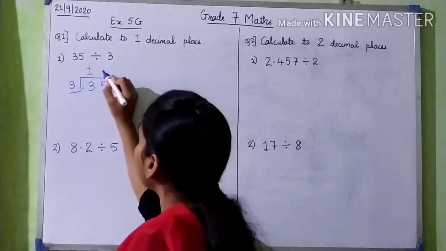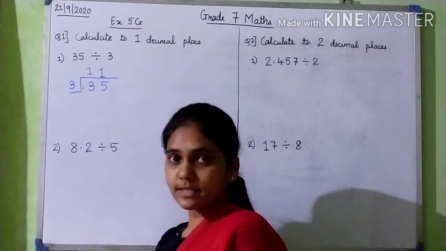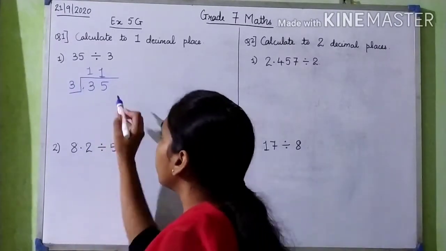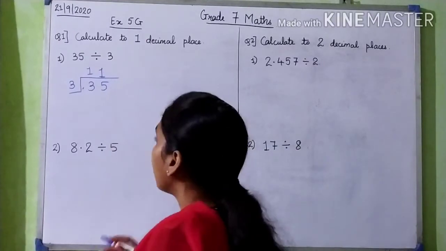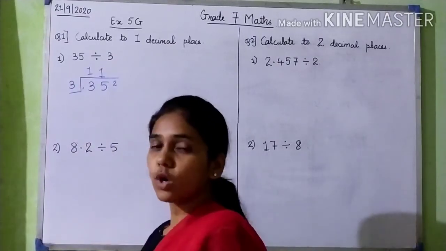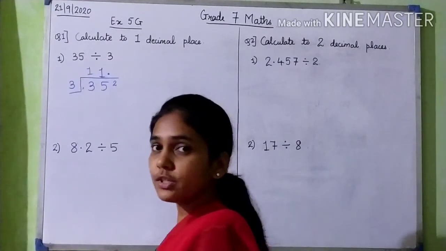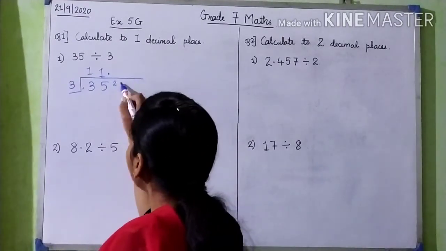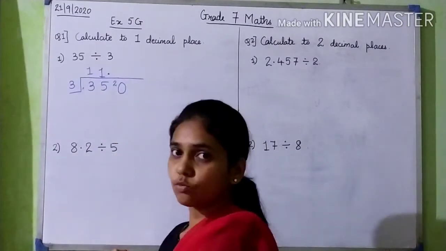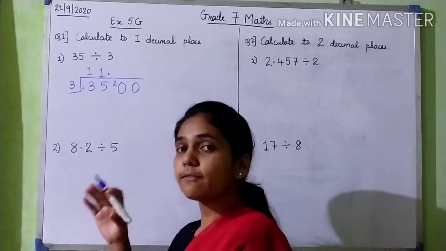Again 3 ones are 3 will come, because if we take 3 twos are 6, then 6 will be greater than 5. We want a number which is 5 or lesser than 5. So we will take 3 ones are 3. Now 5 minus 3 is 2, so 2 is left. To solve it further, we take a point here in the quotient and we add zeros. You can add as many zeros as you want, but for now I will add only 2 zeros. If I need more, I will add them further.